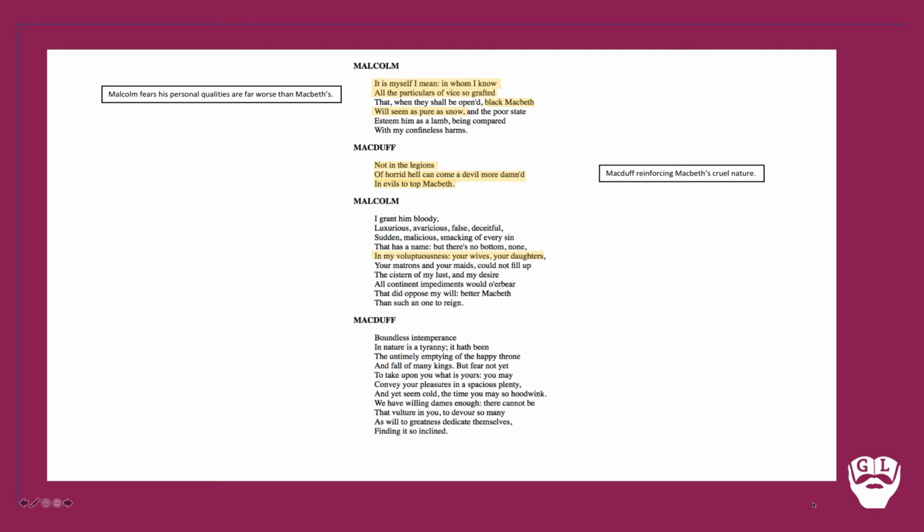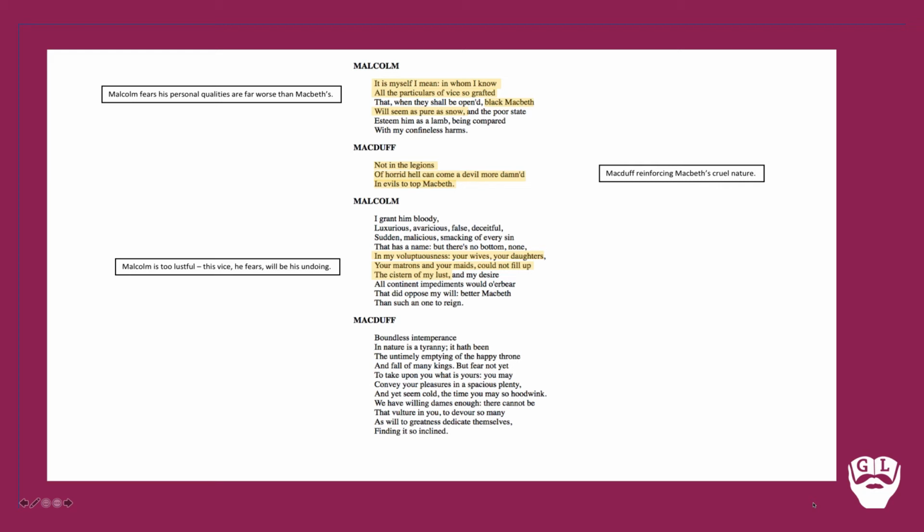"Your wives, your daughters, your matrons and your maids could not fill up the cistern of my lust." He says here he's too lustful. He lusts for women too much. He fears that would be his undoing, that he has an innate character flaw that would not make him a good quality. He doesn't have the right human virtues of being a king.